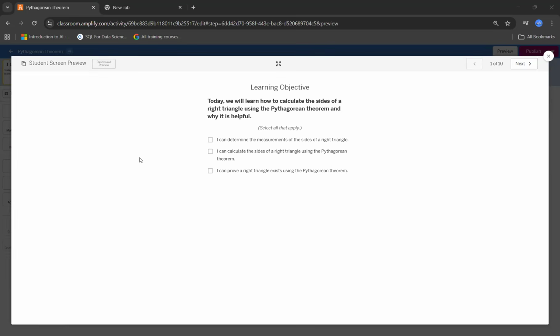Okay, hello everyone. So we have a new topic today. We will learn how to calculate the sides of a right triangle using the Pythagorean theorem and why it is helpful. We have three success criteria. First, you can determine the measurement of the sides of a right triangle. Then you will use the Pythagorean theorem to calculate the sides. Then you need to prove that a right triangle exists using this theorem.